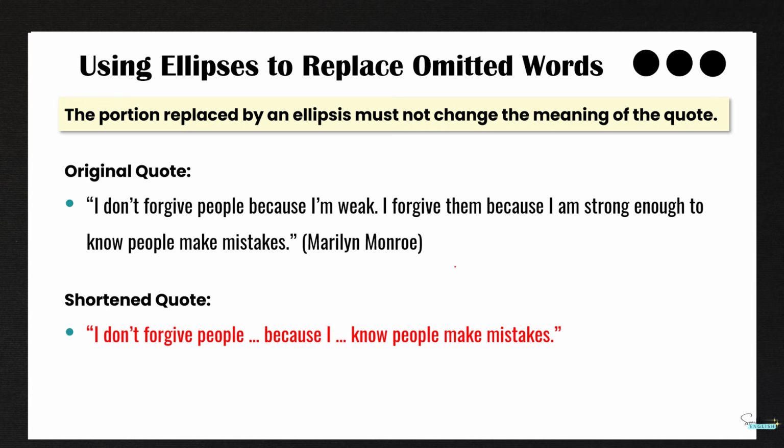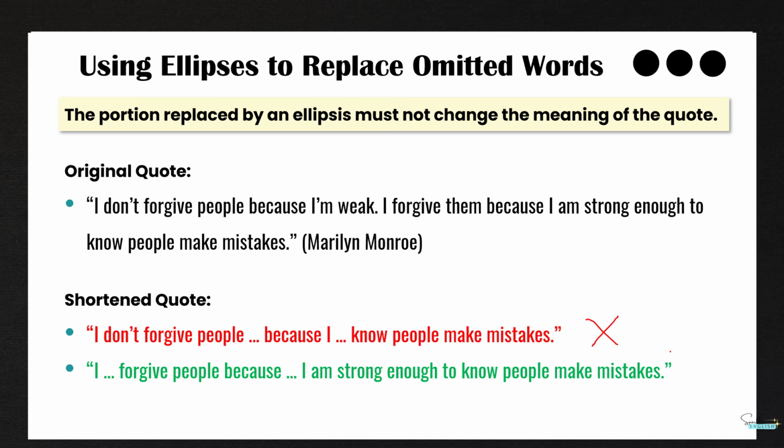If I shortened this and said, "I don't forgive people... because I... know people make mistakes," this implies that Marilyn Monroe doesn't forgive people. And that is not what she said. So this would be incorrect. It is not correct to use ellipses in this way.